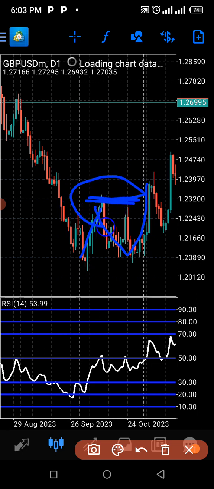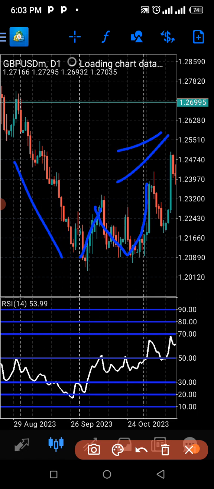This is a change of character. At this point, we call it what? The character has been changed, or the market structure has been shifted from being bearish to bullish. You see, from being bearish to bullish.